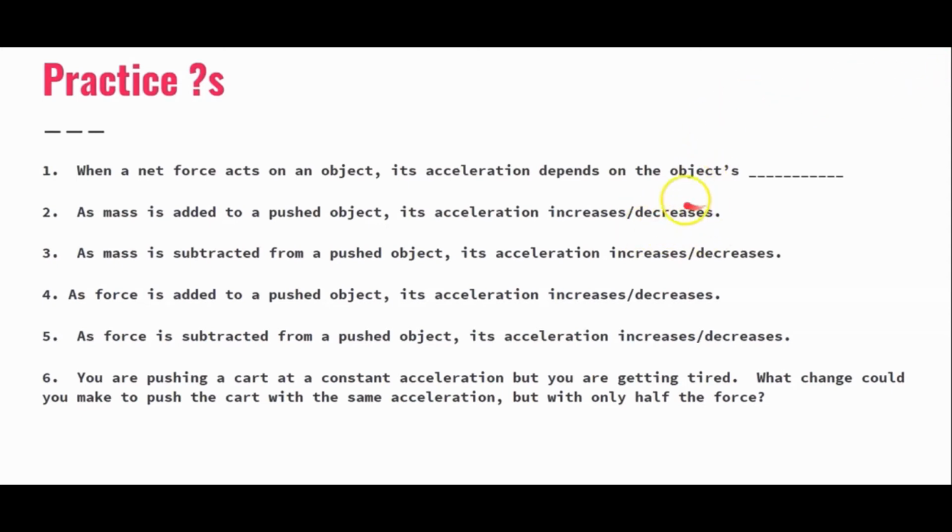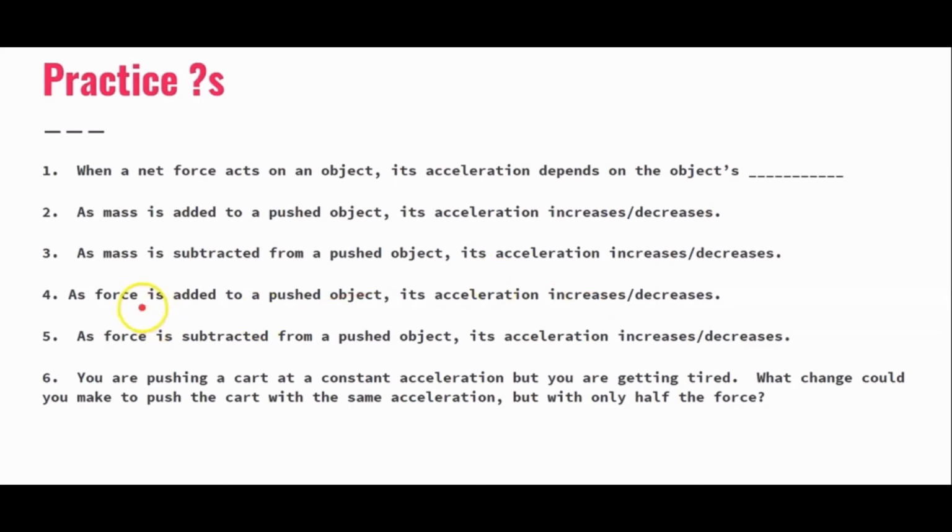So your object is getting heavier and heavier. What is going to happen to the acceleration if the force is constant? Obviously, it would decrease because it's going to move slower because you're adding more weight to it. So for number 3, if you're reducing the mass of the object, what would the acceleration do? Well, it would increase because it's literally the opposite of number 2, and it would increase because your object is getting lighter, so it'll be easier for you to push it, so that means there's more acceleration.